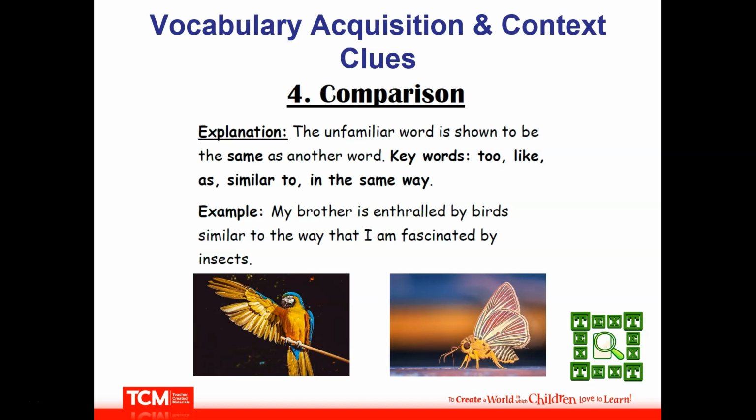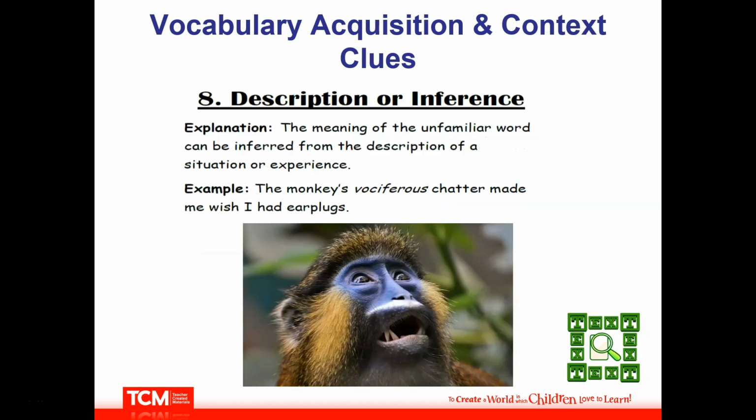And so to give you an example, the example that we're going to use here is, my brother is enthralled by birds, similar to the way that I am fascinated by insects. Well, very simply, if I ask the students, what does the word enthralled mean in this sentence? Then, of course, they're going to look for some clues around the word, but we're actually comparing the word enthralled to fascinated. And enthralled really has the same meaning as fascinated, thus being the example of a comparison context clue.